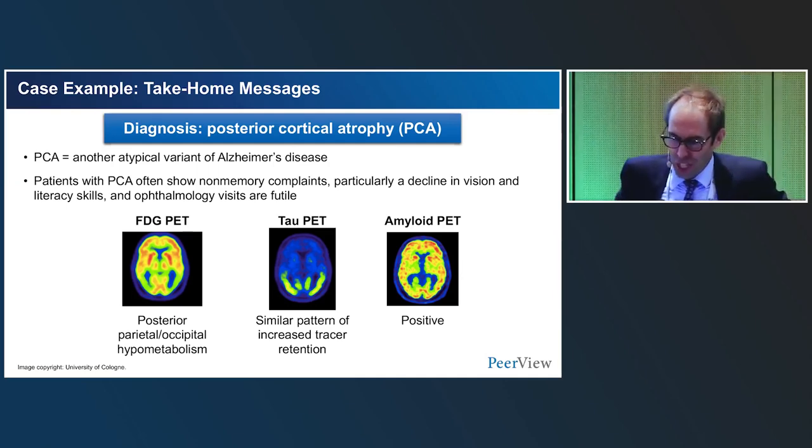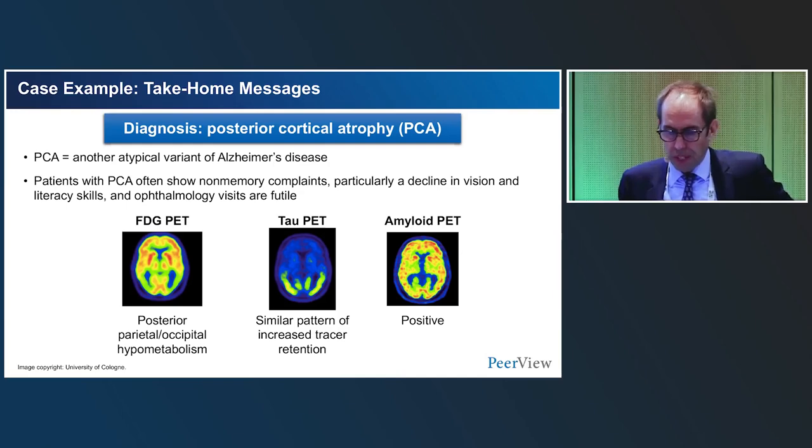And I also show you the amyloid scan here that you can see on the right lower side of that slide. What is really interesting here is to see that the amyloid PET scan is positive throughout the brain. So the patient has amyloid everywhere, but the tau only sits in the regions that are functionally affected. So it is more specific to the region of pathology. So this is a classic case of atypical Alzheimer's disease, in that case here posterior cortical atrophy.